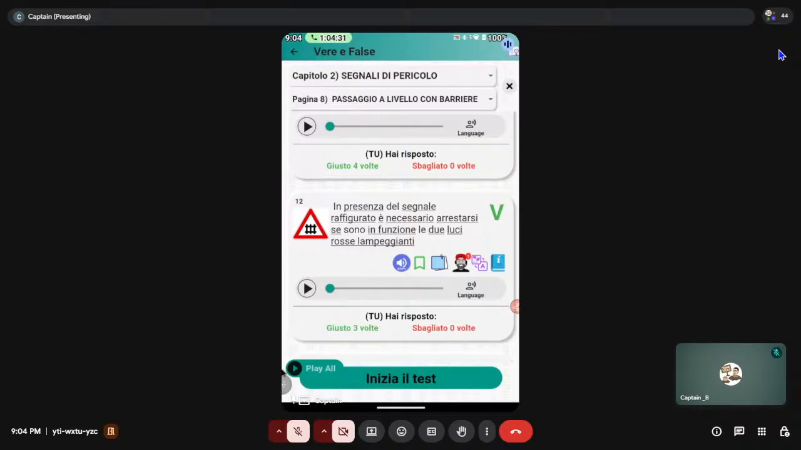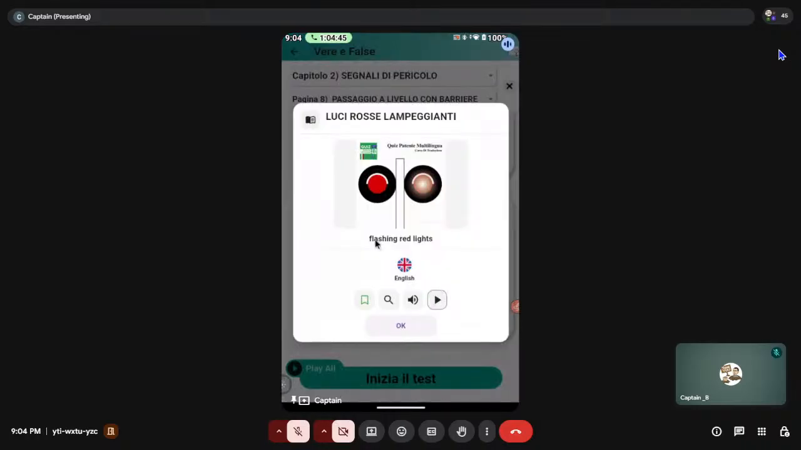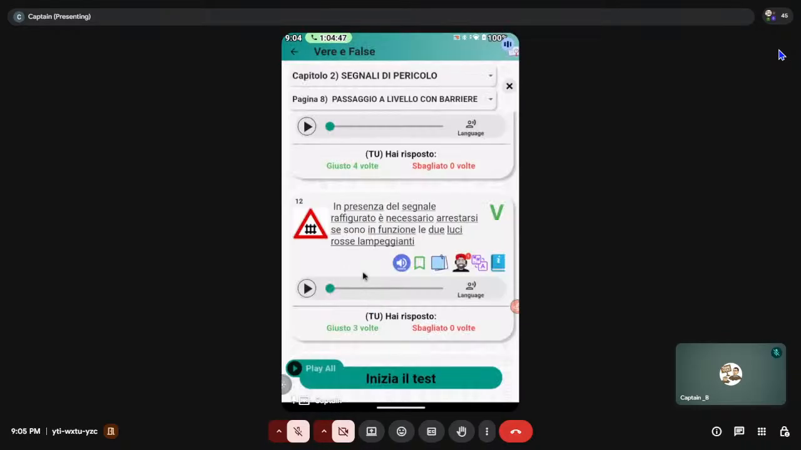Now, pay attention. It's in the presence of this sign that you're referring to. It is necessary for you to arrestarsi, to stop, okay? Se sono in funzione, if they are functioning, due luci rosse lampeggianti like these ones. If it's functioning, you have to stop. But most of the time, the one we normally see is one, right? But nevertheless, if you come across these two, it's still the same thing. So you have to stop. Okay?